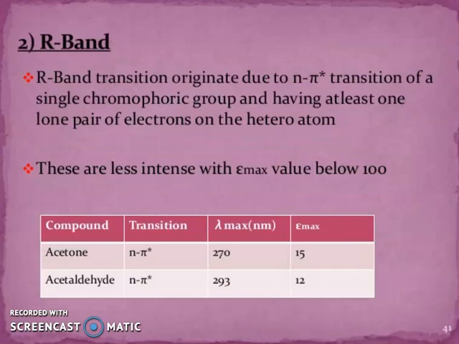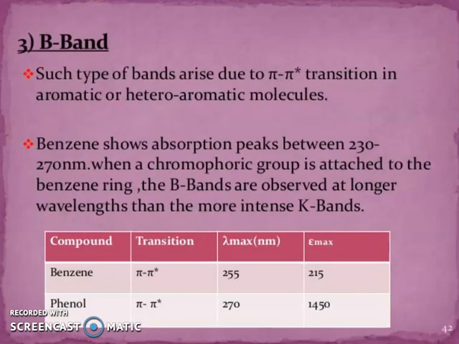R-band. R-band transitions originate due to n to pi star transition of a single chromophoric group having at least one lone pair of electrons on the heteroatom. These are less intense with epsilon value below 100. You can see acetone n to pi star 270, epsilon maximum 15, acetaldehyde n to pi star 293, epsilon maximum 12.